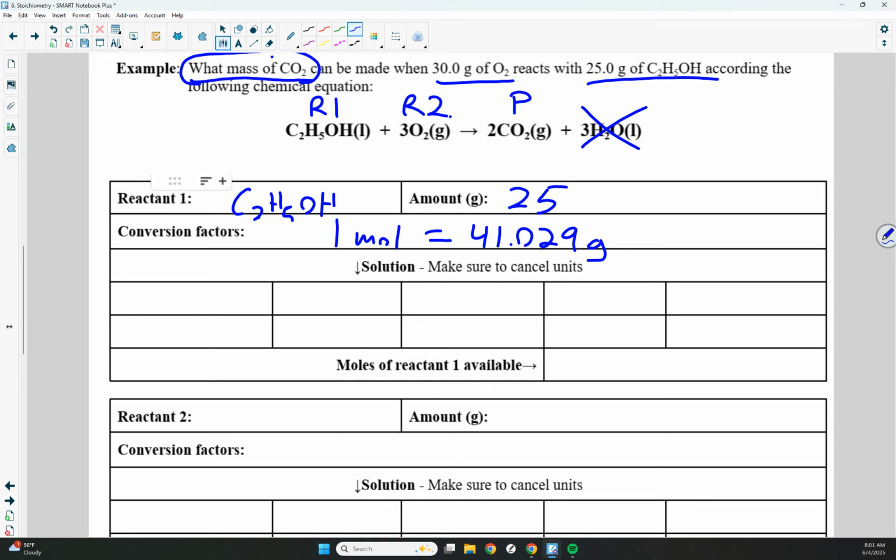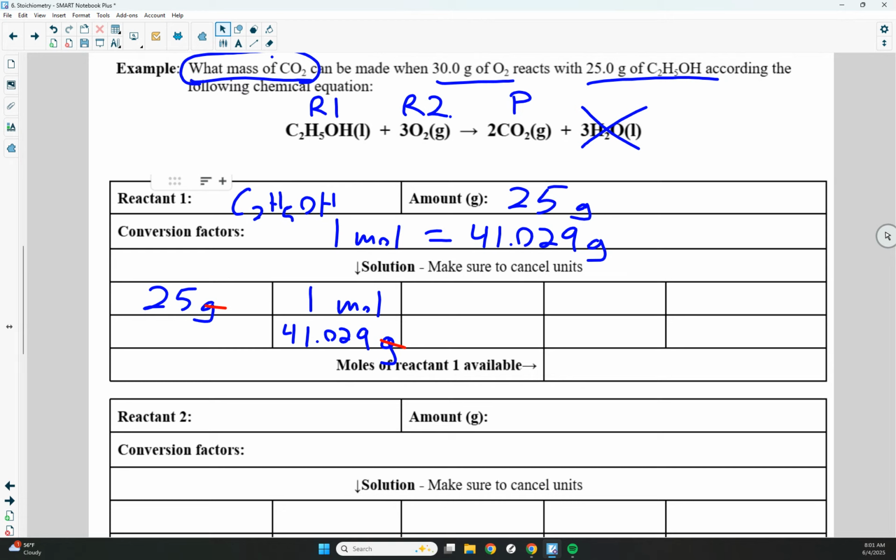So I'm going to go ahead and make my conversion that I'm going to need here. I'm going to have to convert my mass in grams of ethanol into moles. So this is going to be my starting number, 25 grams of ethanol, C2H5OH. And I'm going to multiply by my conversion factor. I'm going to put grams on the bottom so that I can cancel it out. So that's 41.029 grams, and I'm going to put 1 mole on top. And again, that enables me to cancel out the unit grams.